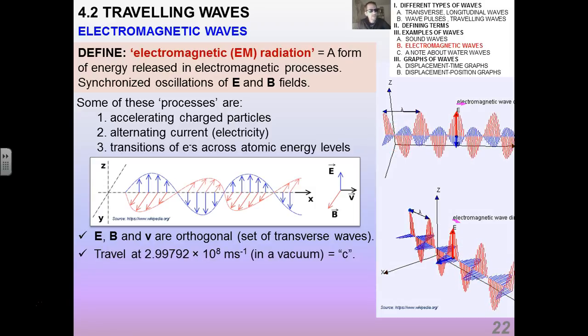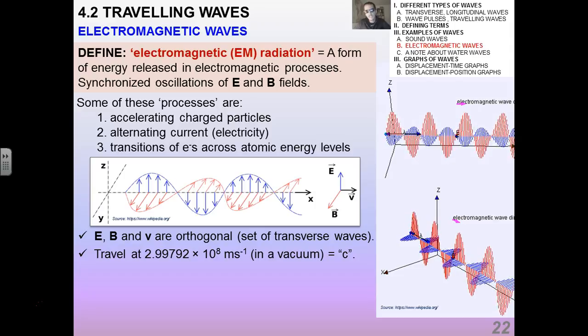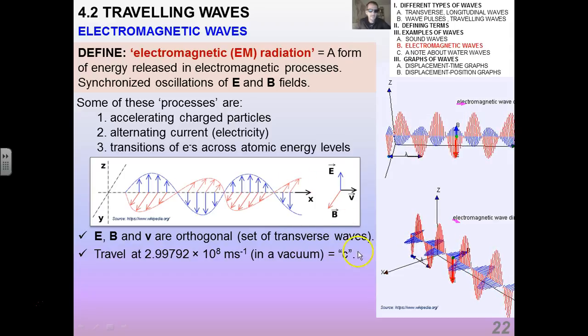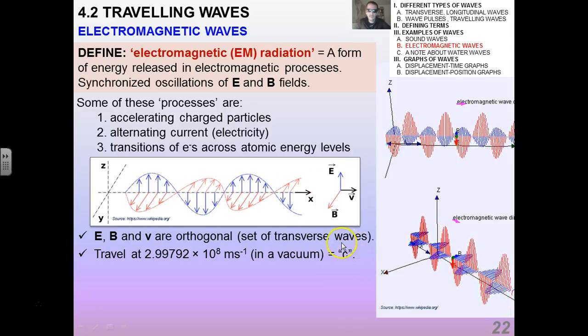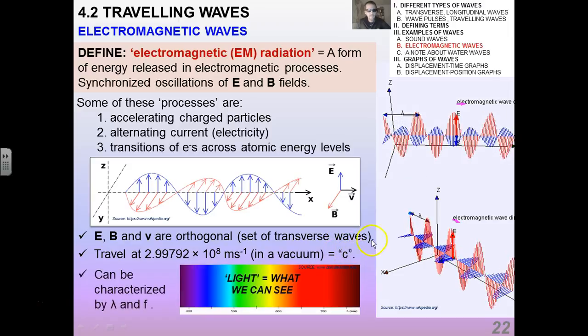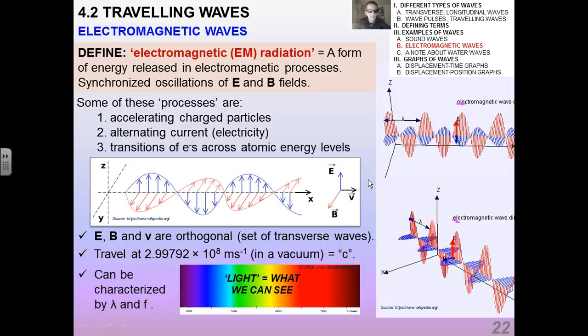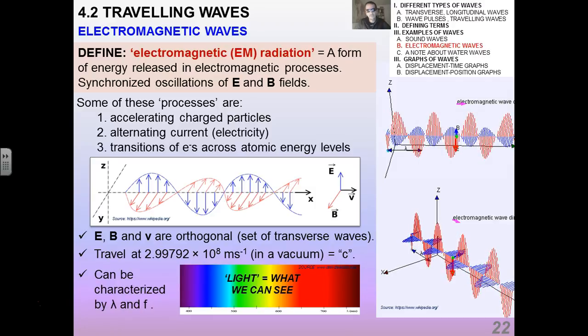Electromagnetic radiation travels at about 3 × 10⁸ meters per second. This is such an important constant in physics that it has its own variable, and that's a small lowercase c, okay? And it can be characterized by wavelength and frequency, okay?